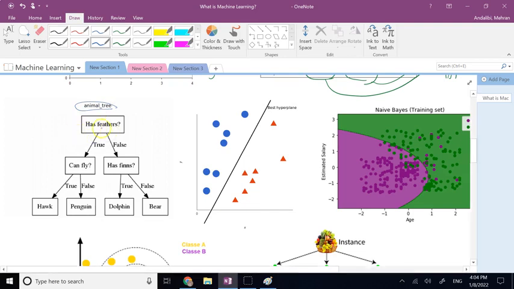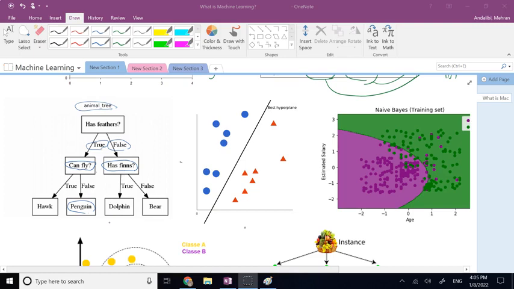And then you start asking questions: hey, does your animal have feathers? Right? And then it says true or false. Then you say, well, if it's true, now I would ask, can it fly? If it says yes, then there are tons of birds. Maybe one of them is a hawk. If it's not, maybe it's a penguin, maybe it's an ostrich, and so on. And then if it cannot fly, then you say, hey, does it have fins? And if they say yes, it might be a dolphin, some fish or something.